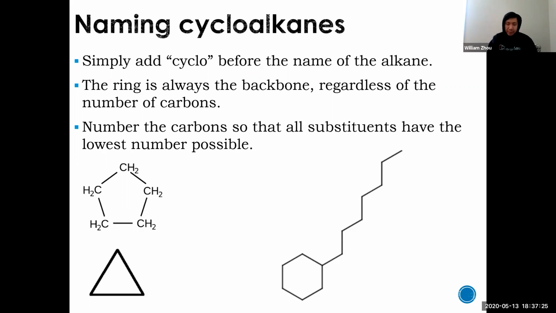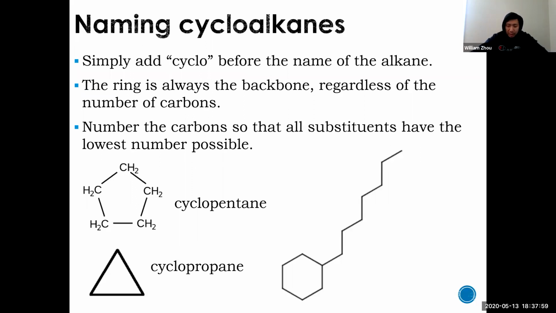Okay, and also you have to number the carbons just like before, so that all of the substituents have the lowest possible number. So let's look at some of these examples. The first one, a 5-carbon ring. That's quite simple. Cyclopentane. Okay, pentane for 5 carbon, it's in a ring, so cyclo. The one on the bottom is a triangle. In math class, it's a triangle. In chemistry class, this is cyclopropane. All right, 3 carbons bonded to each other in a ring that must form a triangle.